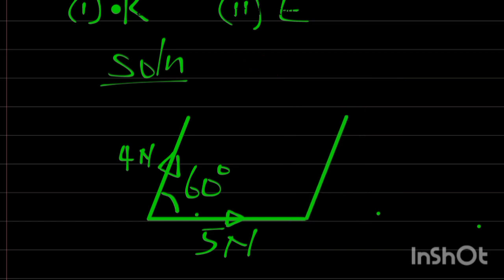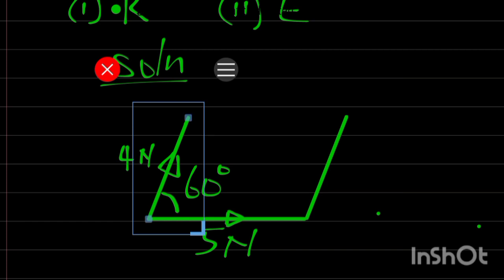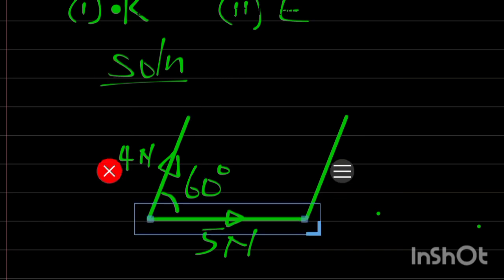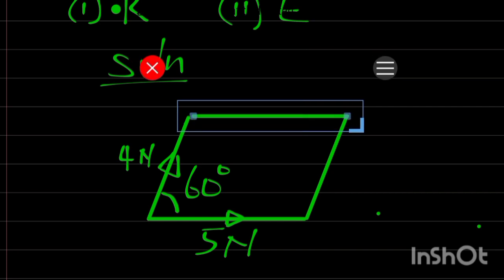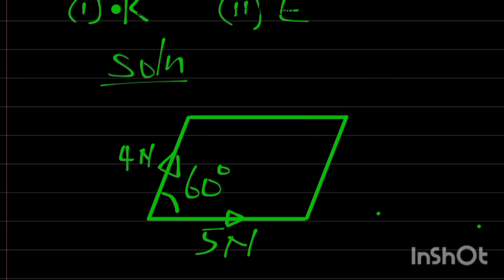And the same thing, I will transfer this also parallel to it to the end of the 4 Newton. Therefore, I have my parallelogram, but I will continue this on a straight line. I will extend this line. Therefore, the angle I have here is also 60, because this line, 4 Newton here, is also 4 Newton here.